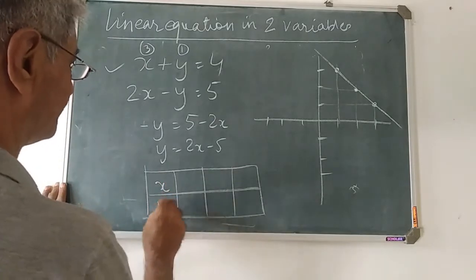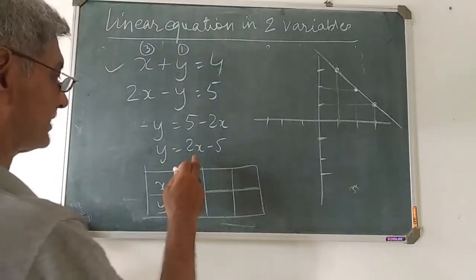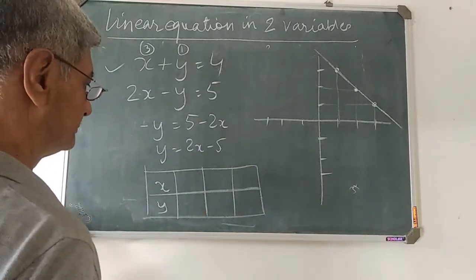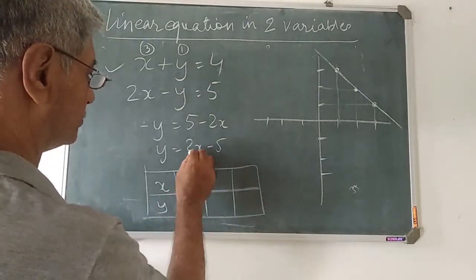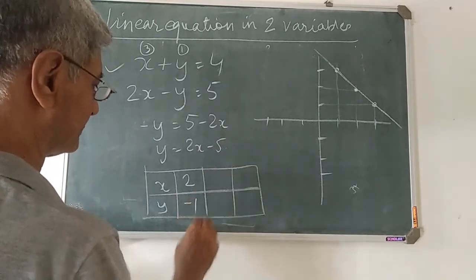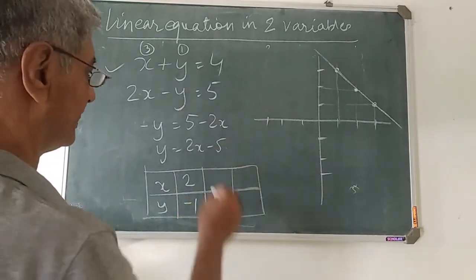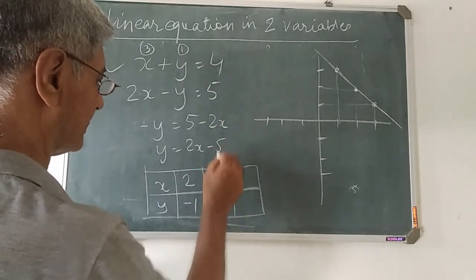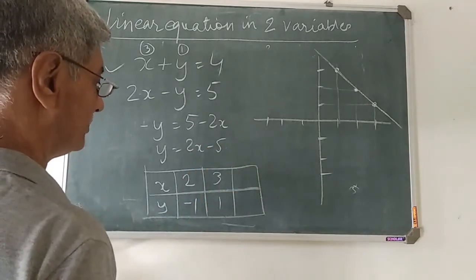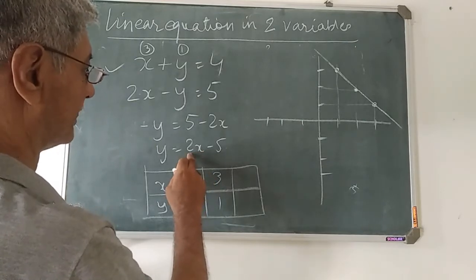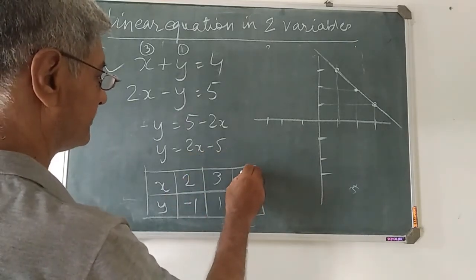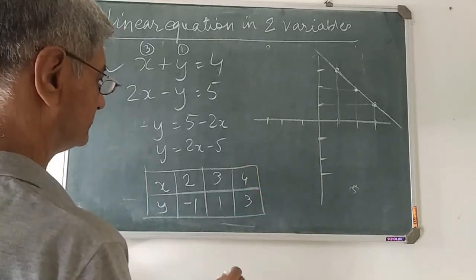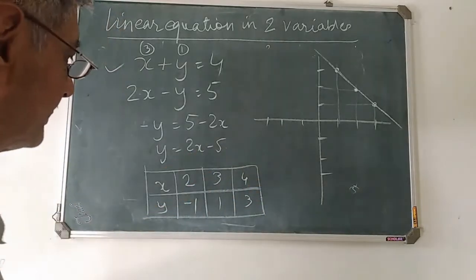x and y. Suppose we take x as 2. If you take x as 2, 2 times 2 is 4, minus 5 will be minus 1. Let us take x as 3. 3 times 2 is 6, minus 5 is 1. Let us take 4. 4 times 2 is 8, minus 5 is 3. Correct.